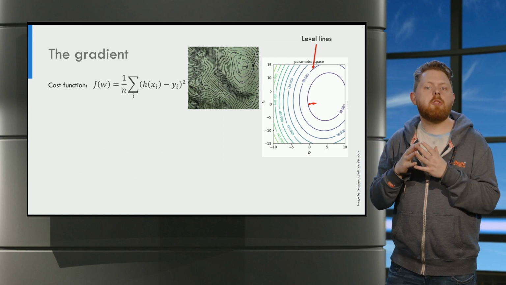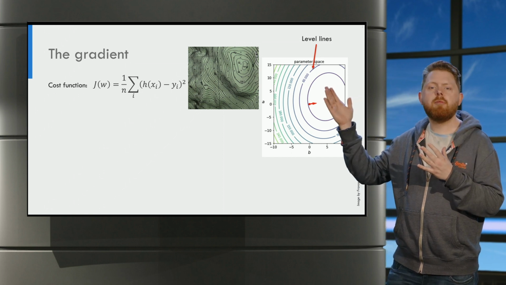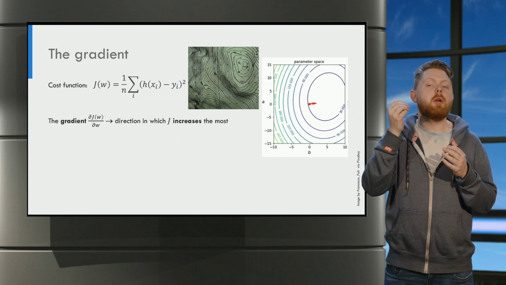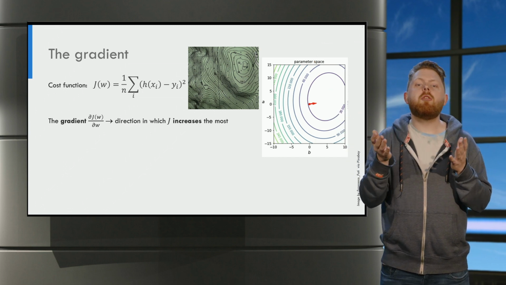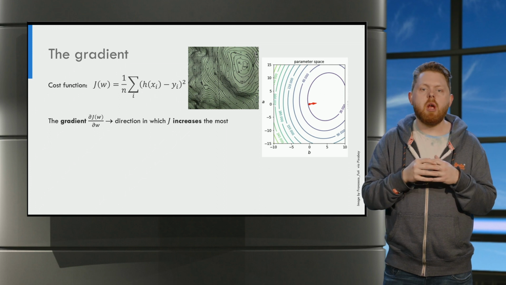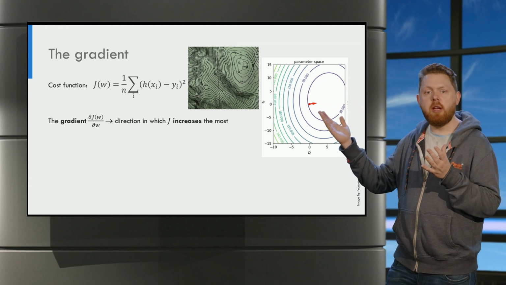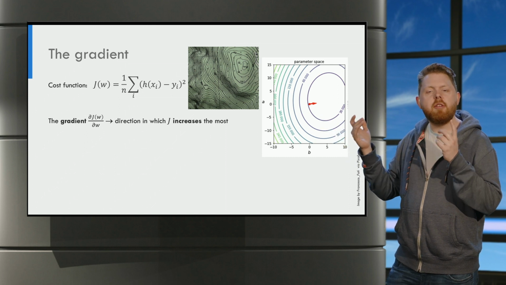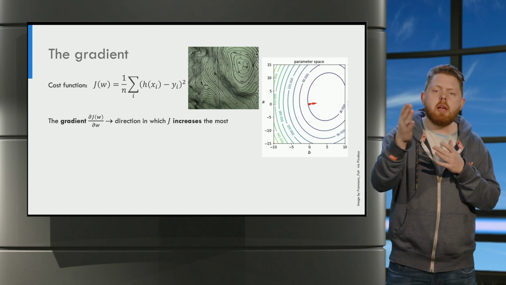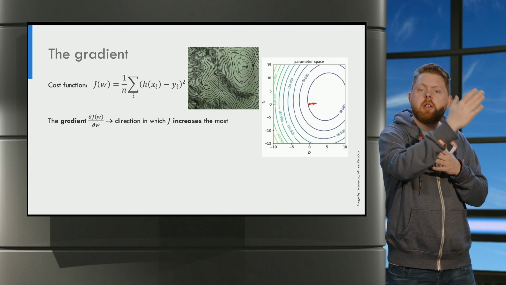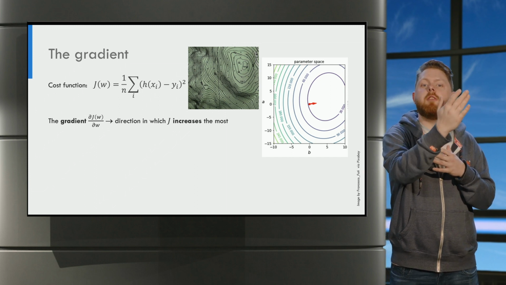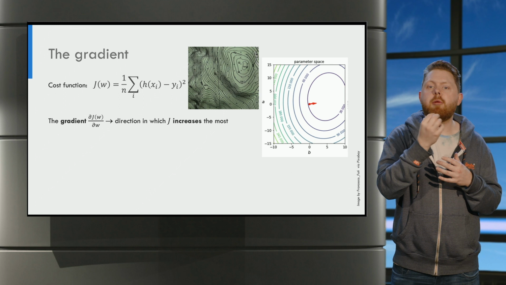Now let us discuss the red arrow in this plot. To understand what this arrow means, we must introduce the gradient. The gradient of the objective function is written in this way. The gradient is a vector. It indicates the direction in which the objective function increases the most at a particular position w.